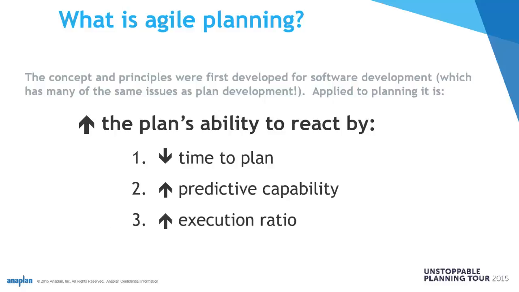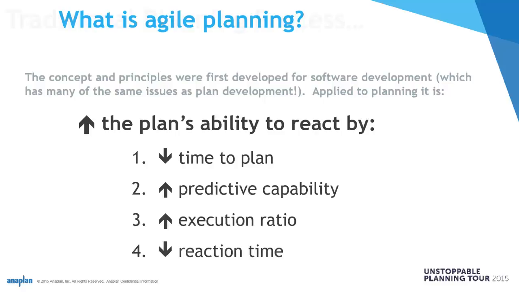We now need to also increase the execution ratio of the plan. Our research at Harvard indicated that over 80% of plans fail, not because they're not clever, but because they're not linked to strategy. Let's create that linkage and improve your execution ratio. And then finally, improve the organization's ability to react faster to any changes which occur in the plan.